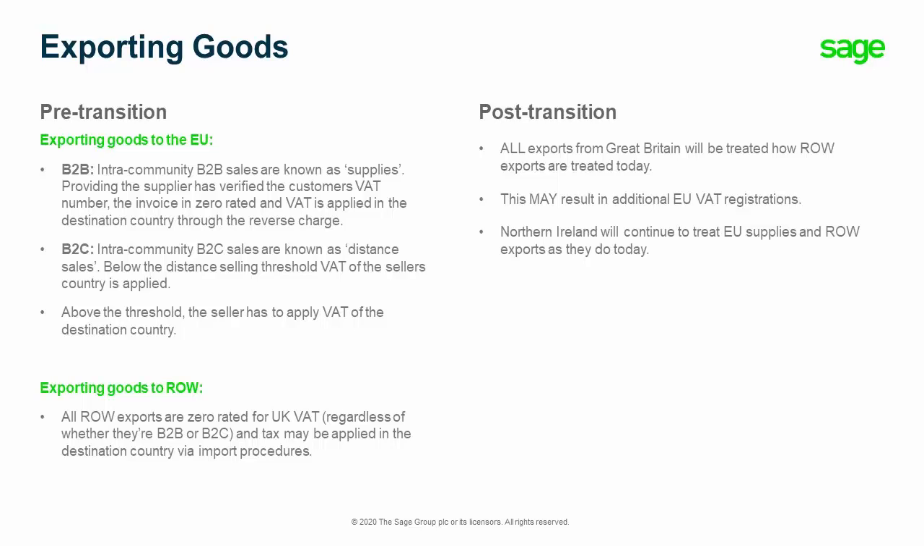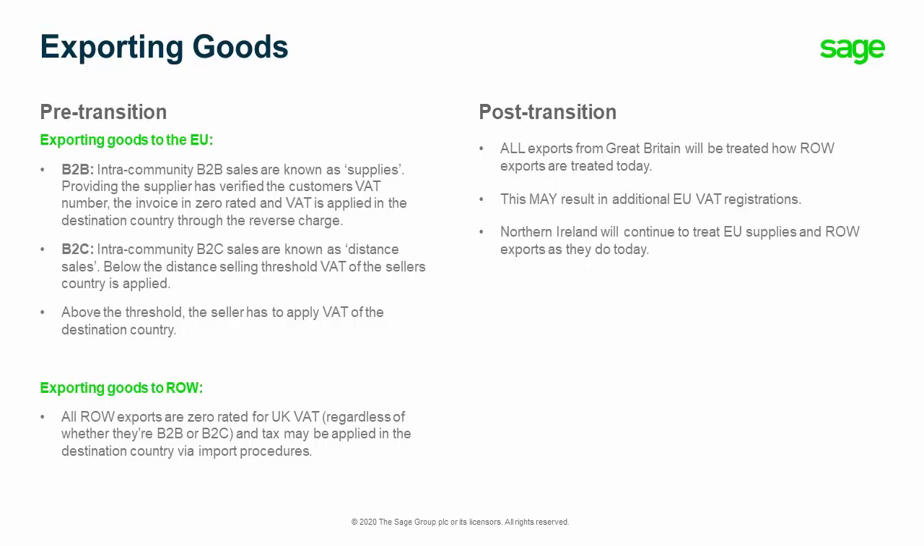For business to customer, intra-community business to customer sales are known as distance sales. Below the distance selling threshold, VAT of the seller's country is applied. Above the threshold, the seller has to apply VAT of the destination country. For exporting goods to the rest of the world, all rest of the world exports are zero rated for UK VAT, regardless of whether they're business to business or business to customer, and tax may be applied in the destination country via import procedures.